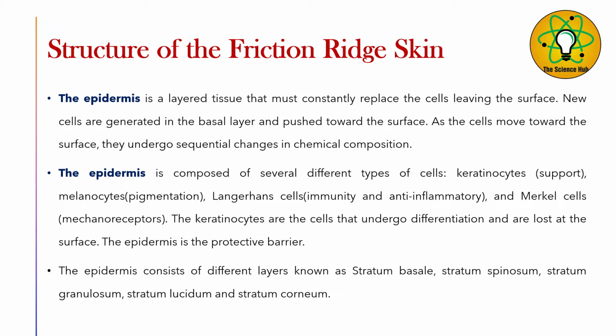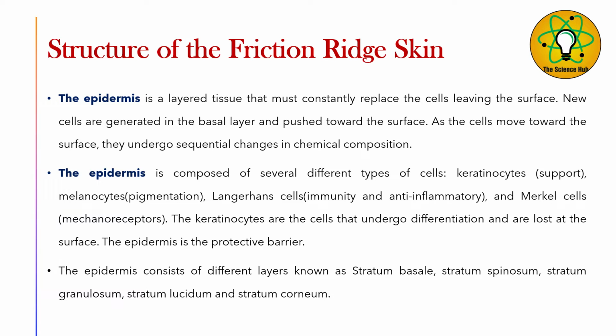As the cells move towards the surface, they undergo sequential changes in the chemical composition. This layer is composed of several different types of cell, that are the keratinocytes for support, melanocytes for pigmentation, Langerhans cells for immunity and anti-inflammatory functions, and Merkel cells that are mechanoreceptors. The keratinocytes are the cells that undergo differentiation and are lost at the surface as the new cells come. This epidermis is a protective barrier.